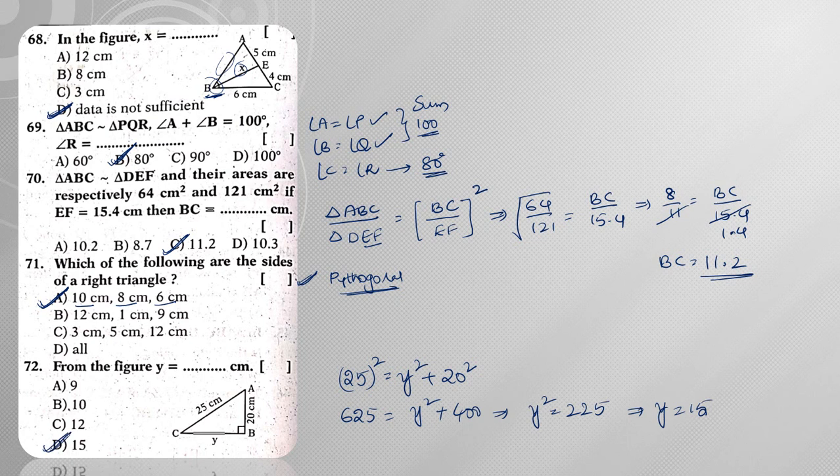Otherwise there is one more simple technique. Most of the triangles follow the 3 4 5 configuration. If a right angle triangle follows a 3 4 5 configuration, then their multiples also follow the same. Here if you observe, this 25 is 5 into 5, and this is 5 into 4, then this will be 5 into 3. So it is a multiple of 5, right? So it is following the 3 4 5 pattern, so directly we can say from that also.